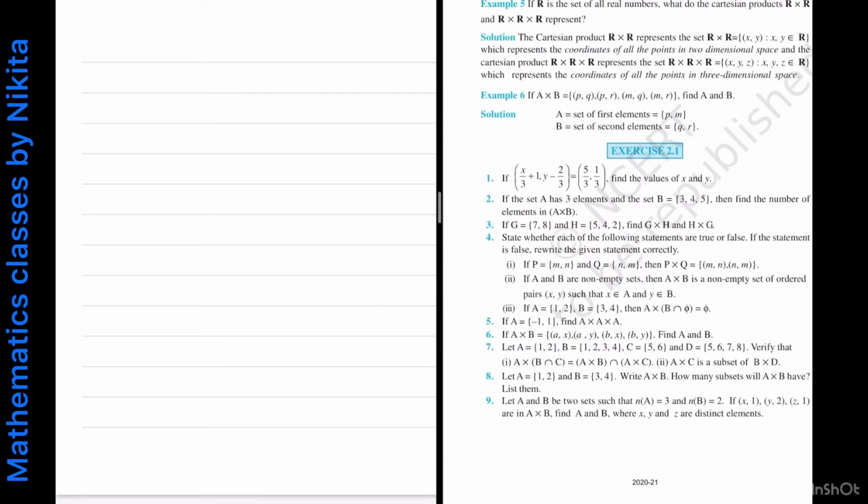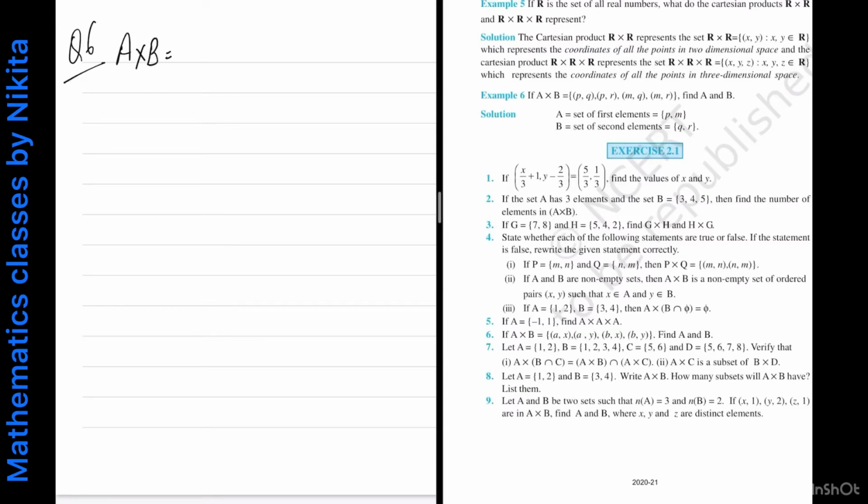So question number 6 says, if A cross B is equal to this set, you have to find capital A and capital B. So that means the Cartesian product is given to you and you have to find the individual sets, the set A and the set B. Again, we have done this type of question in the earlier video. I have told you how to solve such questions. So let's see it again.